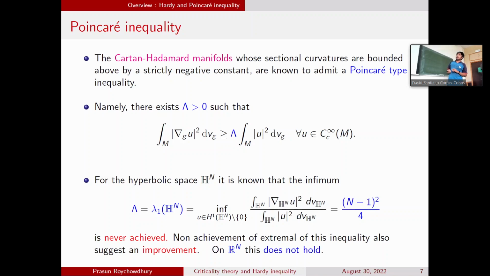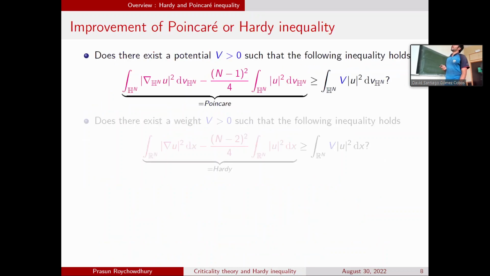Okay, and if we look at this kind of Poincare inequality on the entire Rn, that is not true. On the entire Rn, this kind of Poincare inequality is not true. Of course, on a bounded domain, the situation is different. There, of course, we have the Poincare inequality by taking some average and all those things. But on Rn, it is not true. Okay, so I am interested in this kind of improvement.